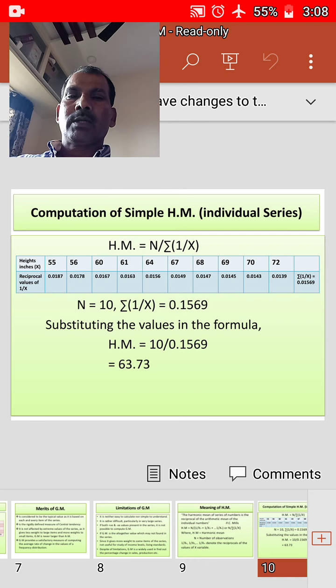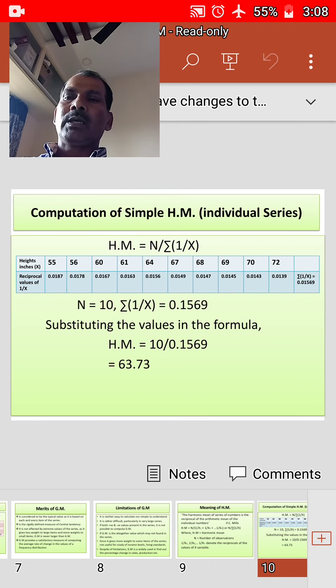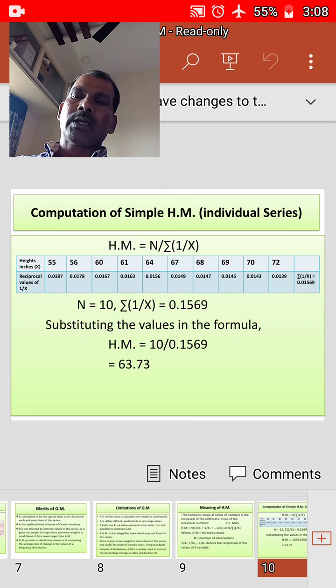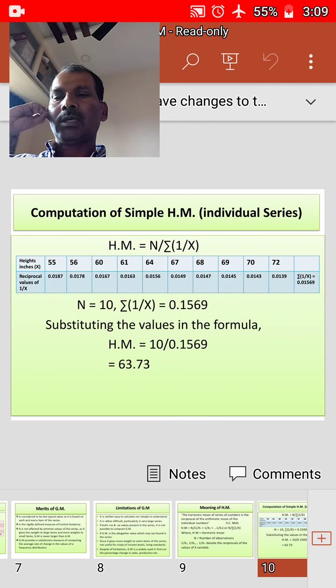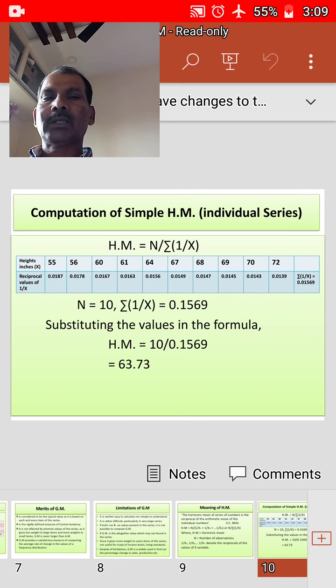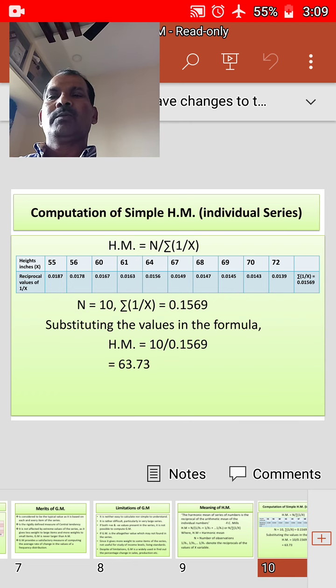Here heights are given in inches: 55 inches, 56 inches, 60 inches, 61 inches, 64 inches, 67 inches, 68 inches, 69 inches, 70 inches and 72 inches. Then we need to find the reciprocals of these values, which are considered as x. To find the reciprocals, we need to do 1 by x.